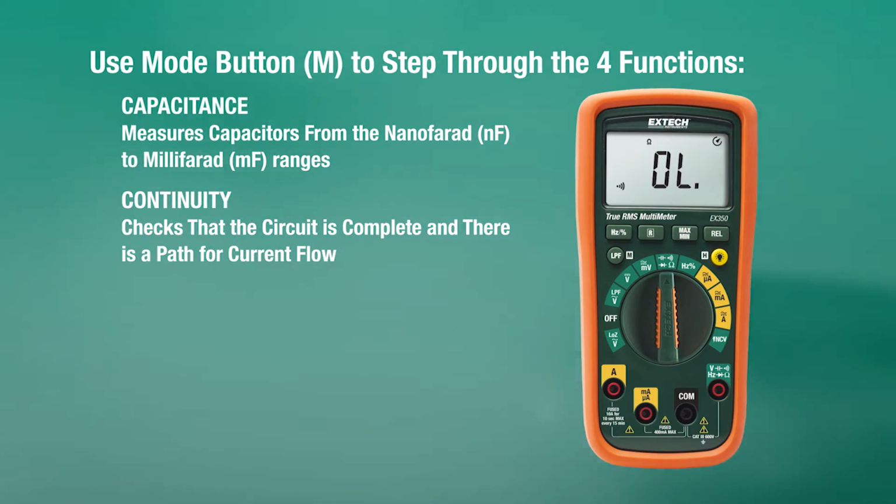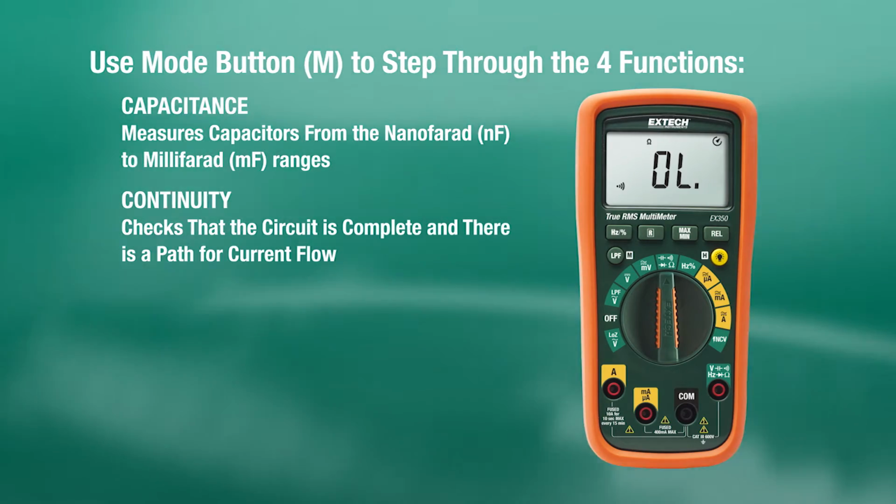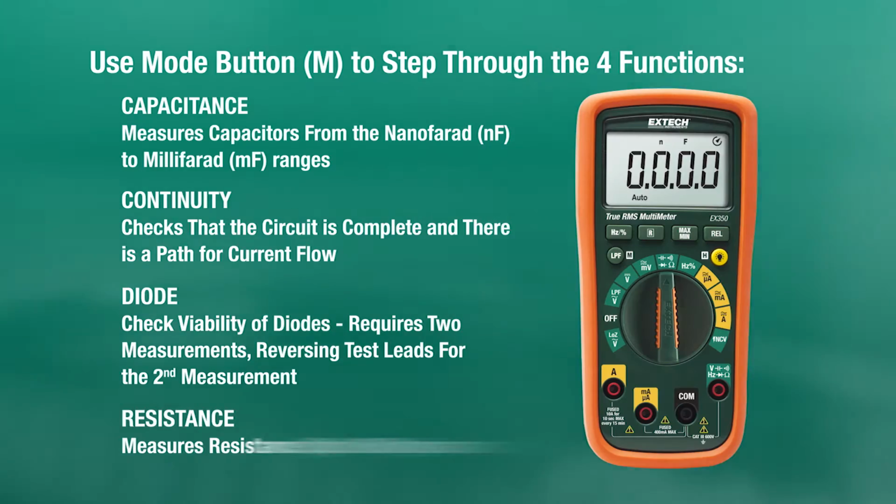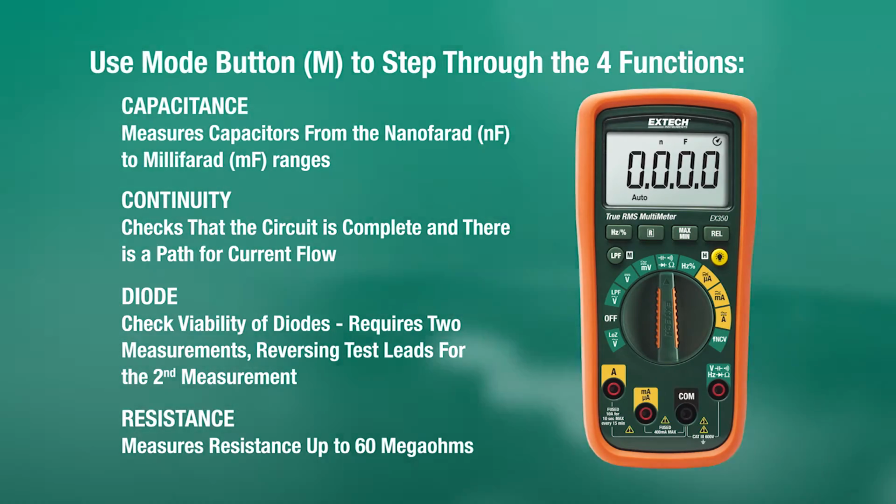Continuity checks that the circuit is complete and there is a path for current flow. Diode checks the viability of diodes. This requires 2 measurements, reversing test leads for the second measurement. And finally, resistance measures resistance up to 60 megaohms.